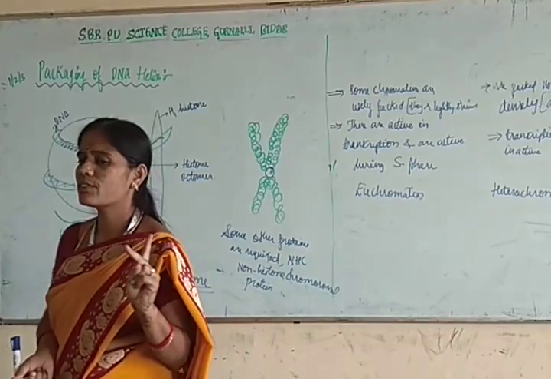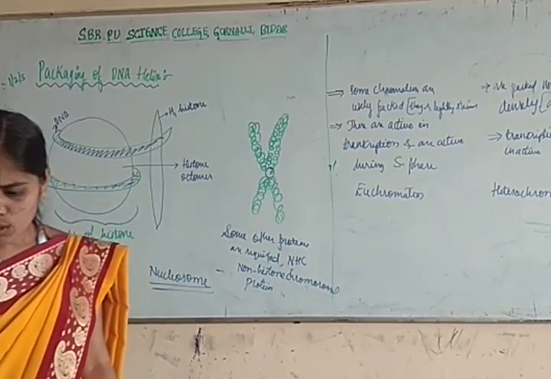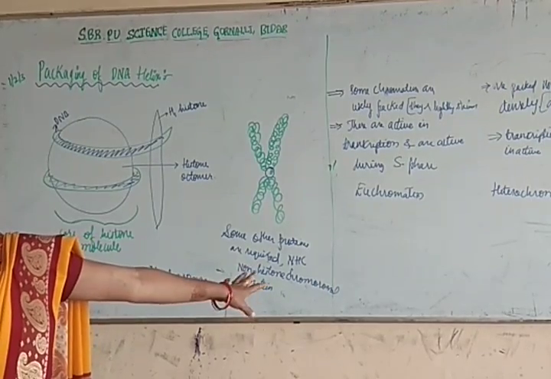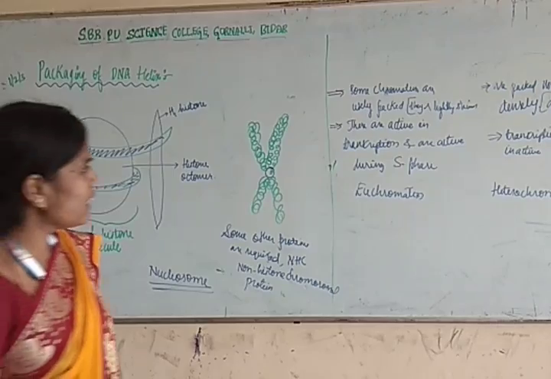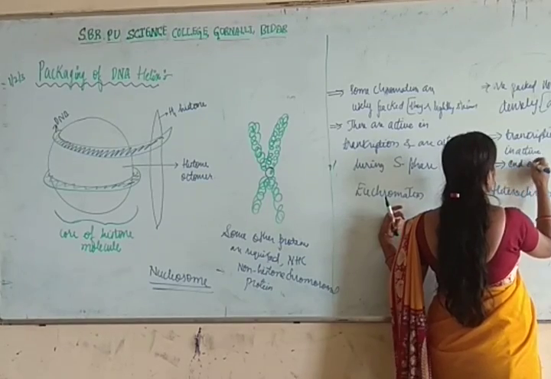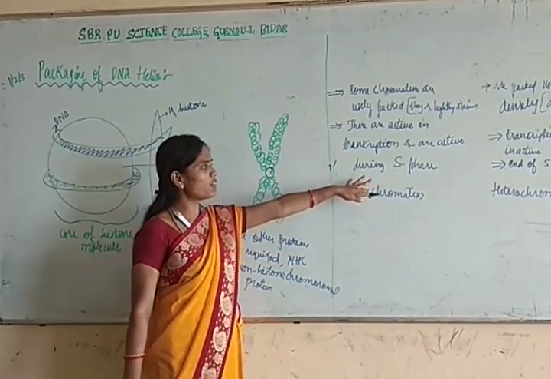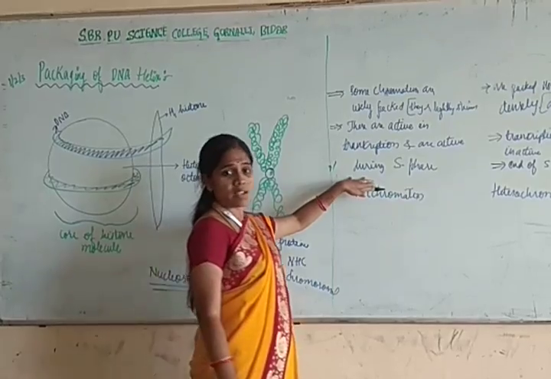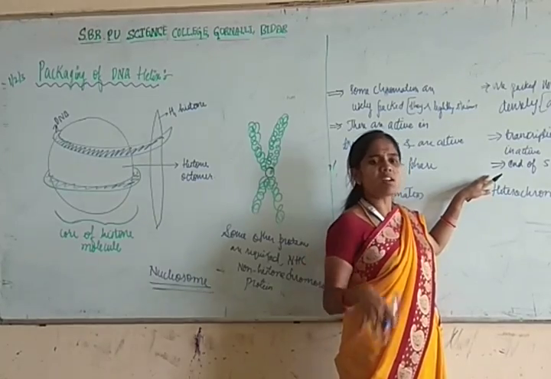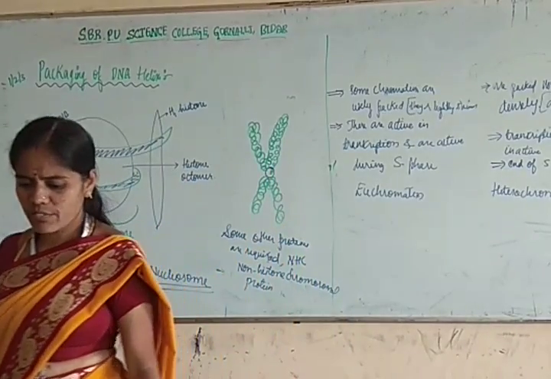Directly a 2-mark question: write the difference, which is the most asked question, or else what is euchromatin, what is heterochromatin? Understood? Heterochromatin is late replicating, at the end of the S phase. Euchromatin starts replicating at the beginning of the S phase and is active. Heterochromatin is less active and starts replicating at the end of the S phase.